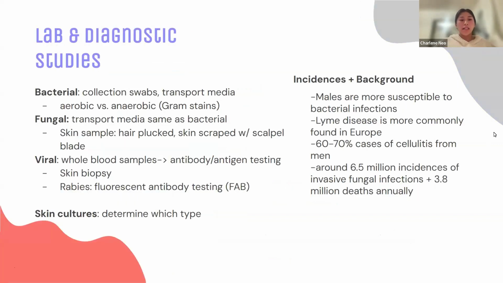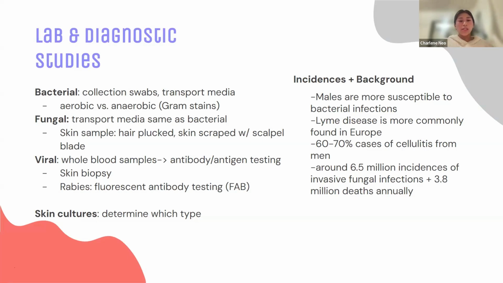For labs and diagnostic studies, in bacterial infections, you would want to get a collection swab or transport media, and these are done by getting culture media, which is like swabbing the skin or scraping the skin. And basically, you would want to see if the bacteria is aerobic or anaerobic, and this is done through gram staining. In fungal infections, it's very similar to bacterial infections.